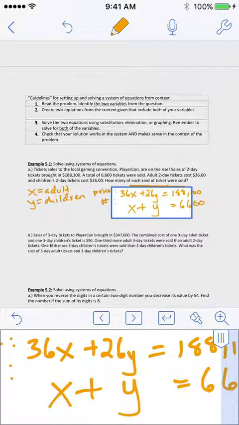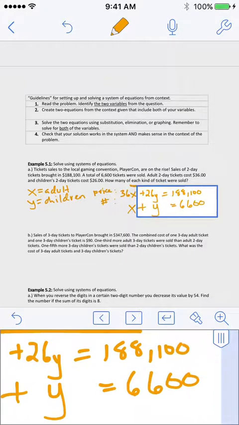All right, so think about those translating skills. X plus Y would equal 6,600, means all the adult tickets plus all of the children's tickets is all of the tickets, right? The 6,600. And now we have our system.